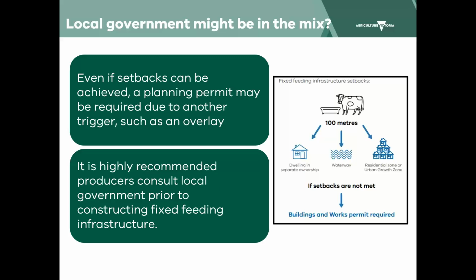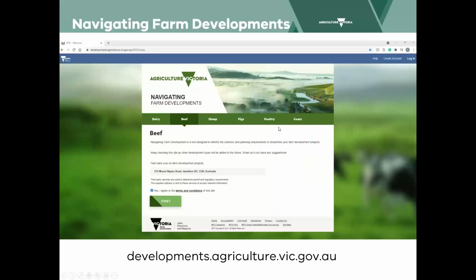We do recommend, as you can see here, that we highly recommend producers consult with local government prior to constructing fixed feeding infrastructure. You're better off asking the question and then going, no, you don't need to talk to us, but at least you've asked the question early. So for producers in Victoria, there's an option here.